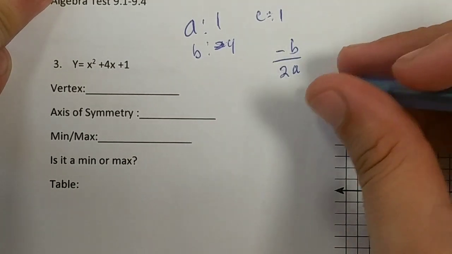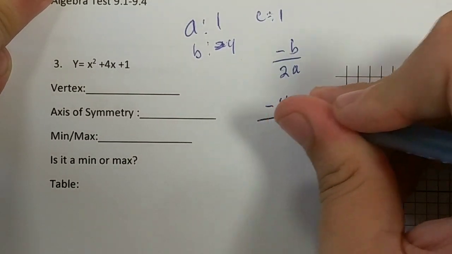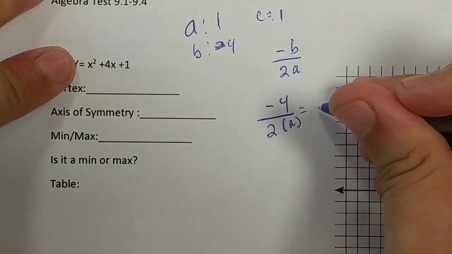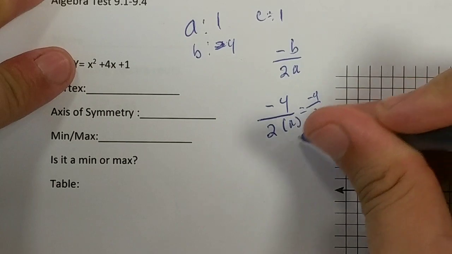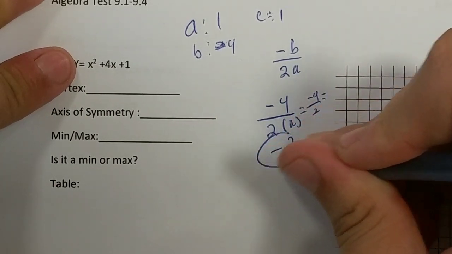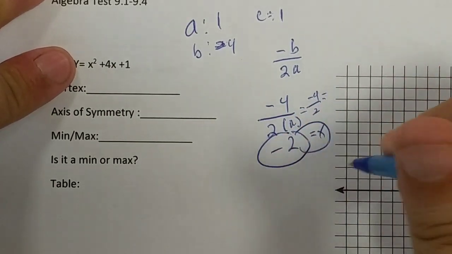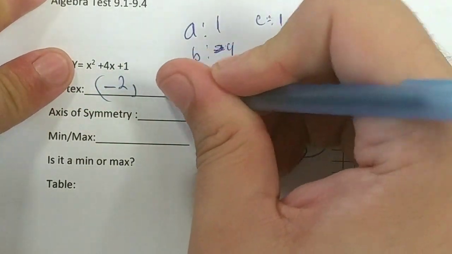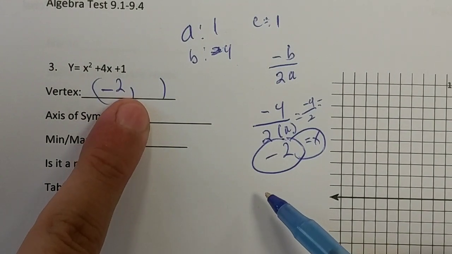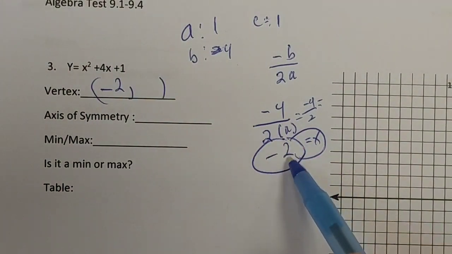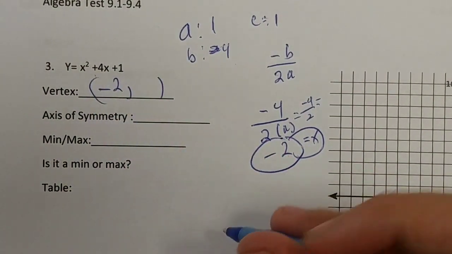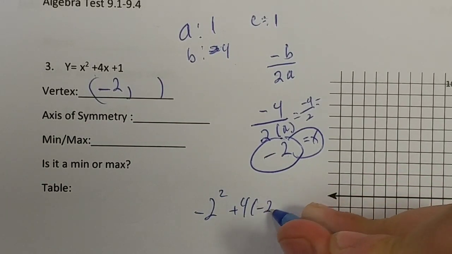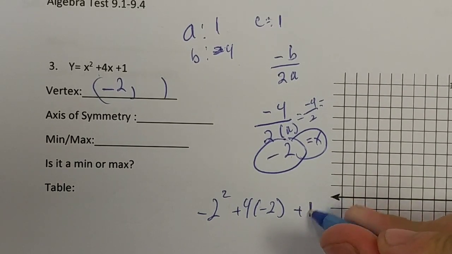So negative b over 2a, that is negative 4 over 2 times a, which is 1. Negative 4 over 2, that's going to be negative 2. That is my x of the vertex, okay? Just the x of it. So now I need to find the y of the vertex. I'm going to take that negative 2 and plug it into the equation here. Negative 2 squared plus 4 times negative 2. You replace all the x's. Plus 1.